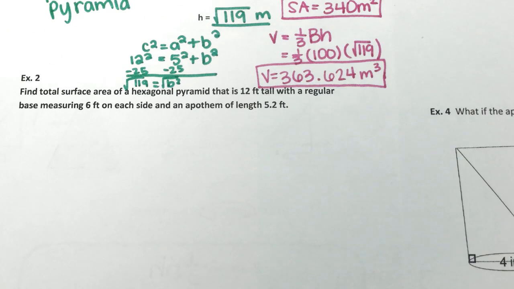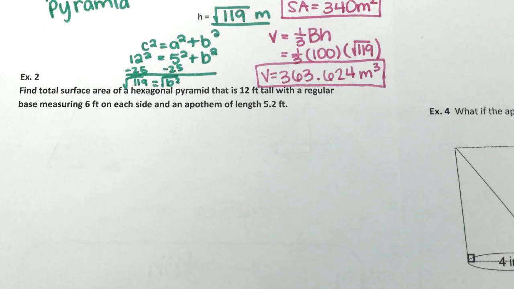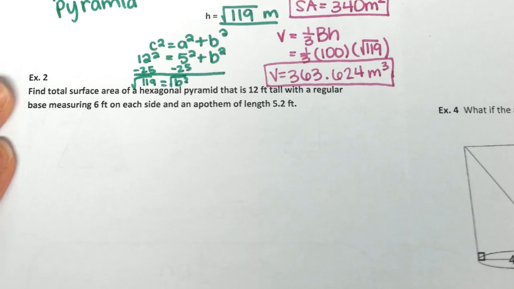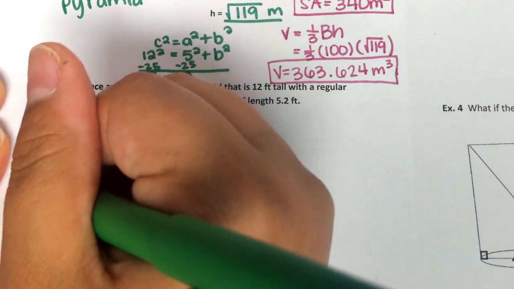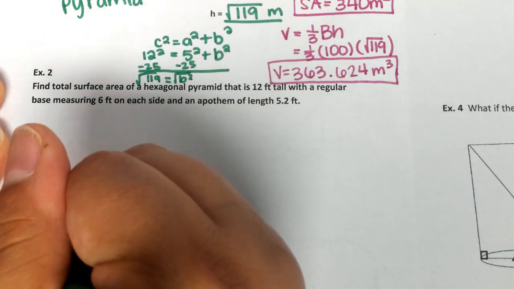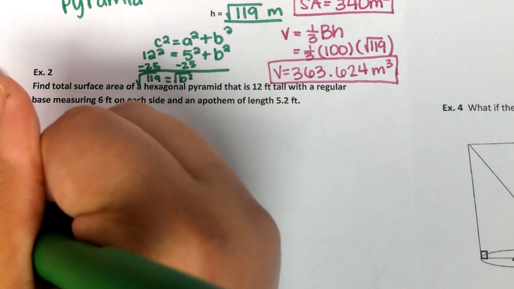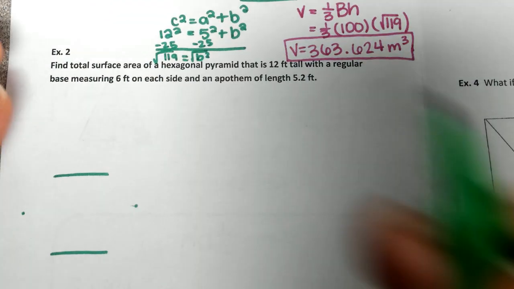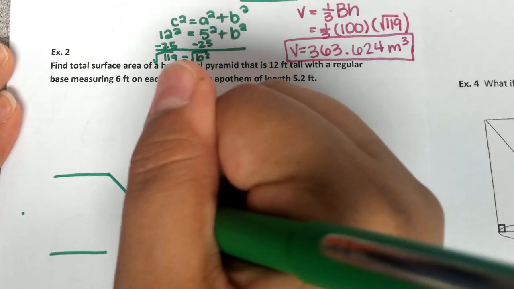Find the total surface area of a hexagonal pyramid that is 12 feet tall with a regular base measuring 6 feet on each side and an apothem of 5.2. That was a lot. So, first thing, what am I given? Hexagon. Let's draw a hexagon. The way I draw a hexagon is I do a line up top and bottom, and then 2 points in the middle, and then connect them. That's just me. You draw your hexagon however you wish.